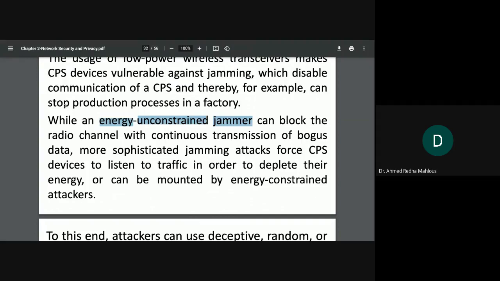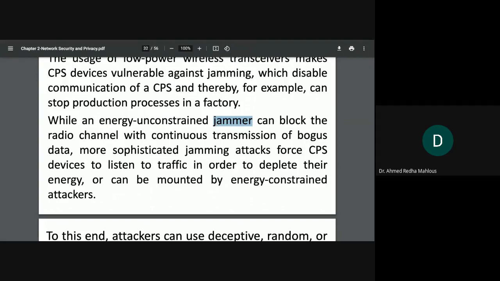Unconstrained jammer. We are talking about the attacker. Anyone, Shabab? I'm guessing it starts taking energy from the devices until the devices are depleted from their energy. Jammer is the attacker. Okay, imagine now what we said.